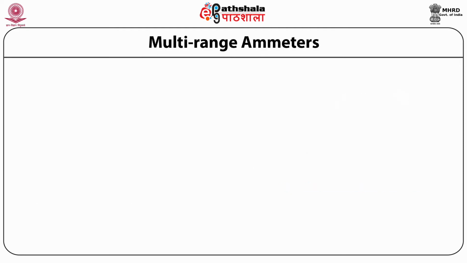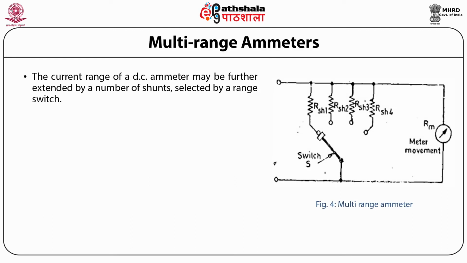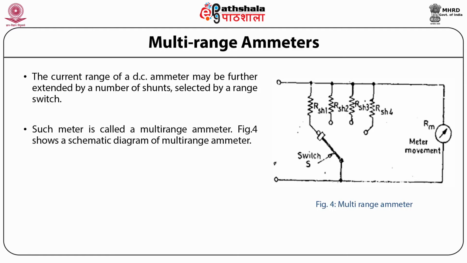Students, now we will consider the multi-range ammeters. The current range of a DC ammeter may be further extended by a number of shunts selected by a range switch. Such a meter is called a multi-range ammeter. Figure 4 shows a schematic diagram of a multi-range ammeter.